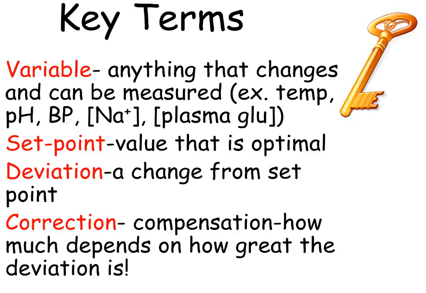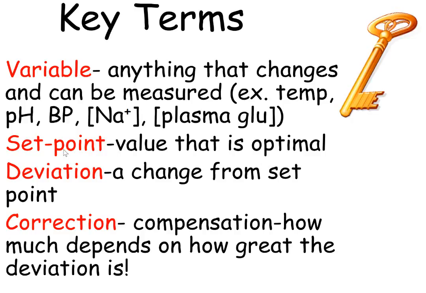We draw blood, and we get a huge amount of data from a patient's blood. We get their pH, we get their sodium concentration, shown here on the screen, their plasma concentration of glucose and other things. So a variable is anything we can measure. All variables need to have a set point. Now, set point, that term, is very misleading to a lot of students. They think it's just one number. Set point is not one number.